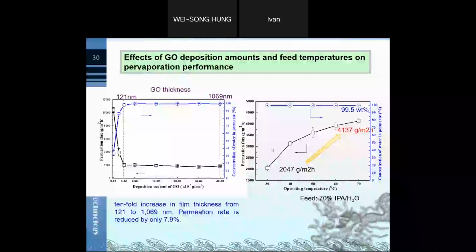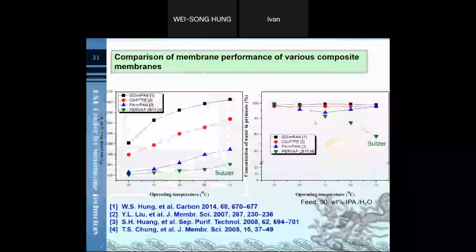It's because of the high interaction between the graphene oxide layers, so there's a stronger pi-pi interaction that can maintain the membrane stability.